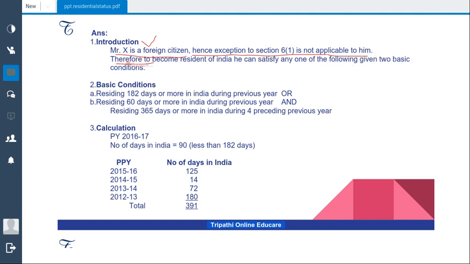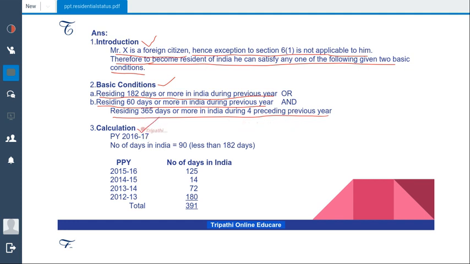Therefore, to become resident of India, he can satisfy any one of the following given 2 basic conditions. Second step, basic condition. We will have to write both the basic conditions: residing 182 days or more in India during previous year, or residing 60 days or more in India during previous year, and residing 365 days or more in India during 4 preceding previous year. So these are the 2 basic conditions which we have as per Income Tax Act 1961.